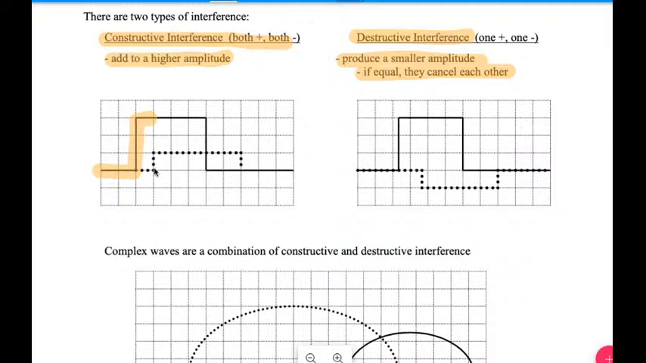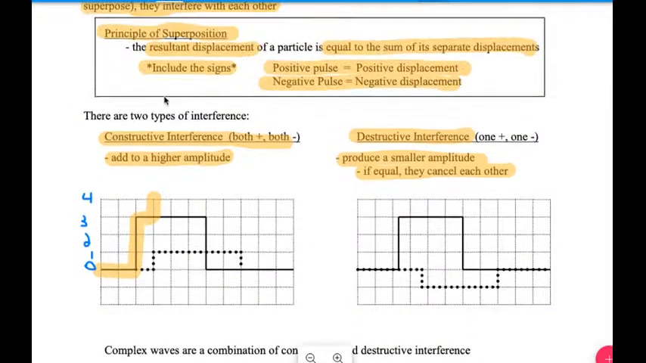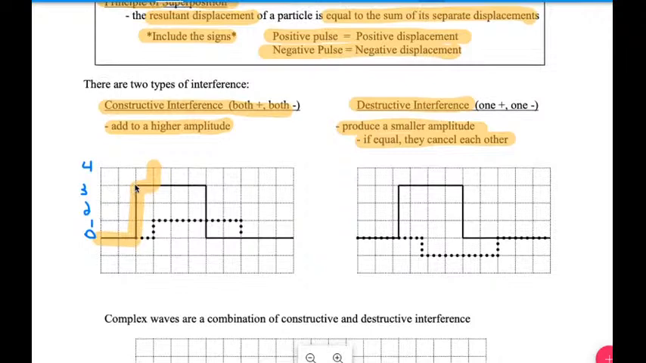And at this point, we have constructive interference. So let's call this a +3 from wave 1 and +1 from wave 2. We're going to have to go up to +4, right? So often it'll help to actually add in numbers here, 1, 2, 3, 4. So when we're adding our sum of separate displacements, this will be a displacement of 3. This will be a displacement of 1. 3 plus 1 comes up to 4.